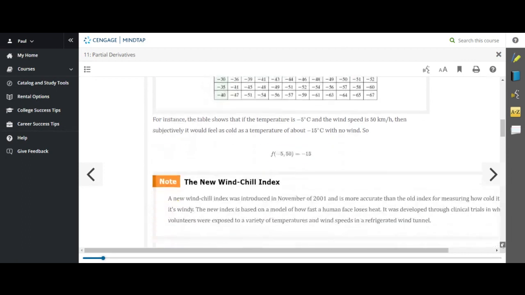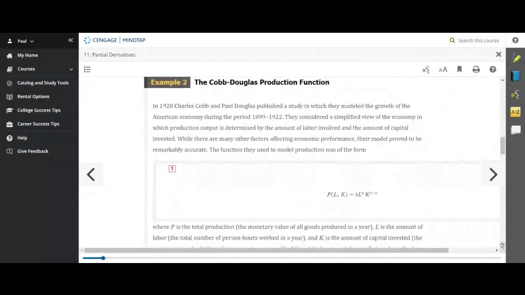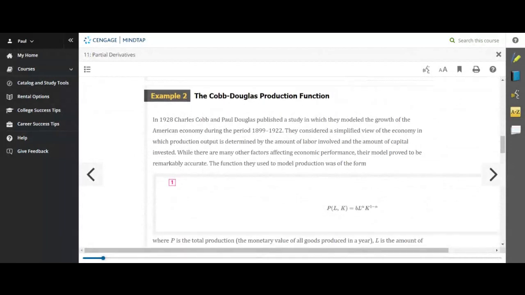And also in terms of economics application, because I know some of you told me that you are economics majors, there's something called the Cobb-Douglas production function. They considered a view of the economy in which production output is determined by amount of labor involved and amount of capital invested. Now this is back almost 100 years ago, but the function there is the production as a function of labor and capital equals b times L to the alpha power, times K to the 1 minus alpha power.